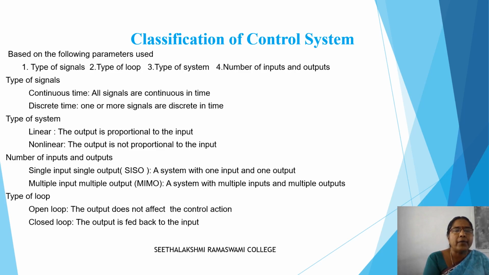Next one is number of inputs and outputs used. Based on this, the control systems are classified as single input, single output control system and multiple input and multiple output control system. In SISO, a system has only one input and one output. A system with multiple inputs and multiple outputs is called MIMO. According to the type of loops used, the control systems are classified as open loop system and closed loop system. Open loop system does not affect the control action. In closed loop system, the output is fed back to the input.